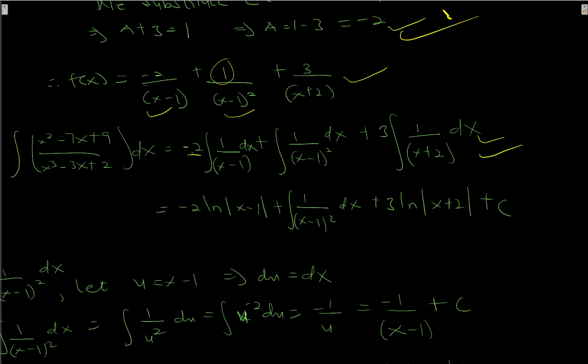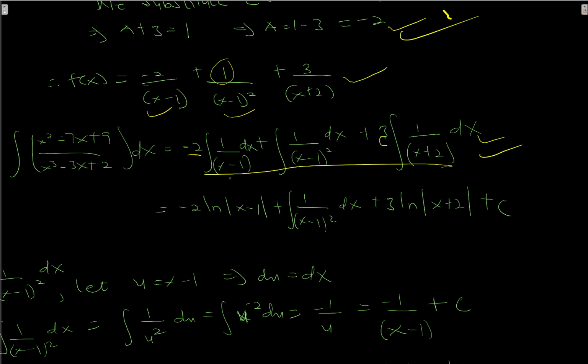You see negative 2, 3, they are all what? Scalars, right? And since the integral sign is a linear operator, it should satisfy scalar multiplication. Okay, so you obtain this.